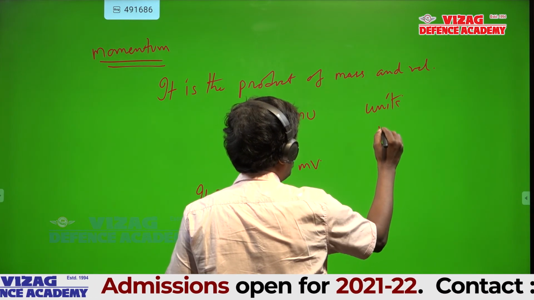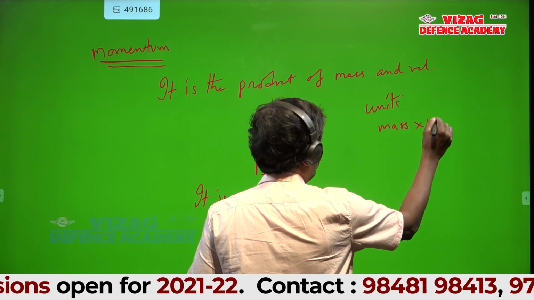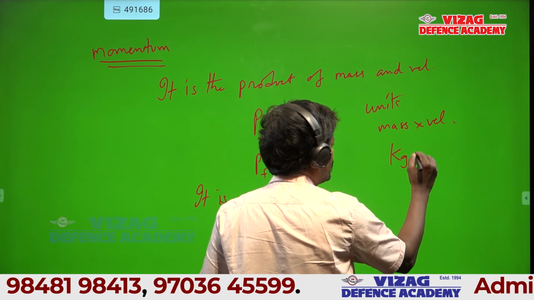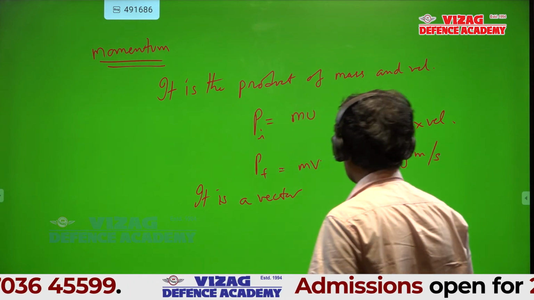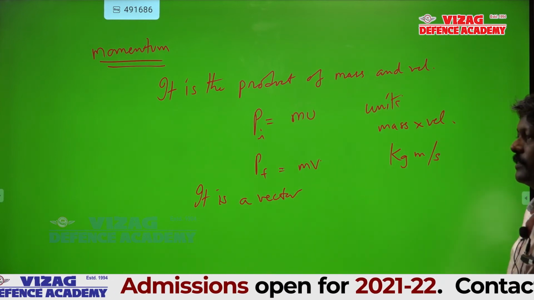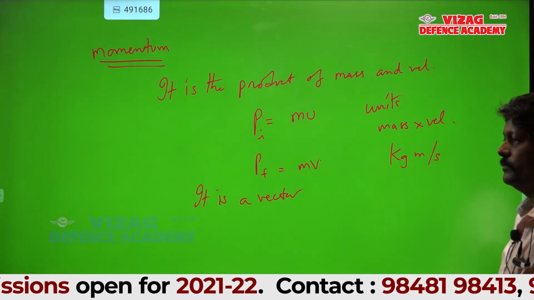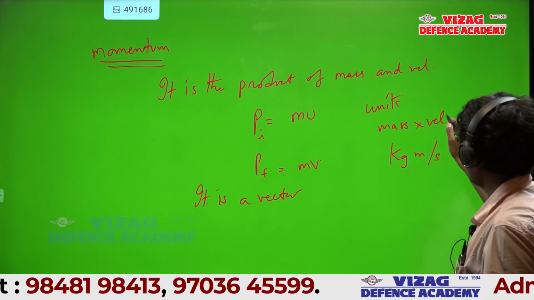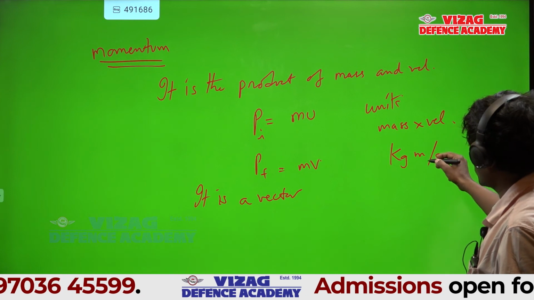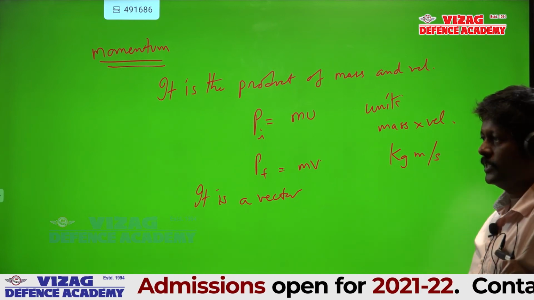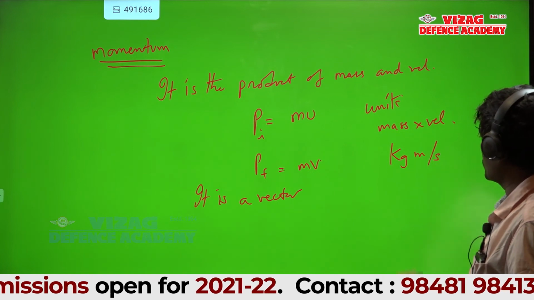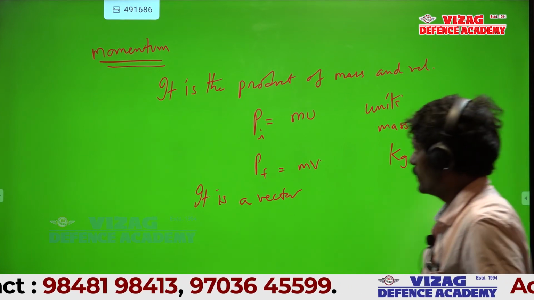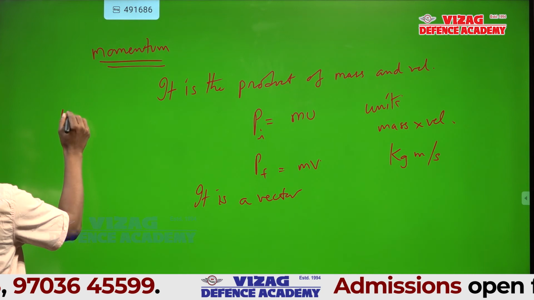Now listen, mass into velocity, units are very simple. Mass is in kg, velocity is in meter per second. So what is the SI unit of momentum? Kg meter per second. That's all. You need not learn by heart. Mass into velocity. Mass is in kg, velocity in meter per second. So kg meter per second. Write down. Its unit is kg meter per second. One last example we will take in today's class.